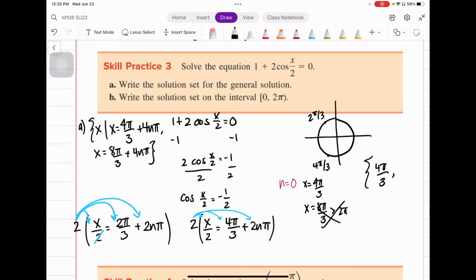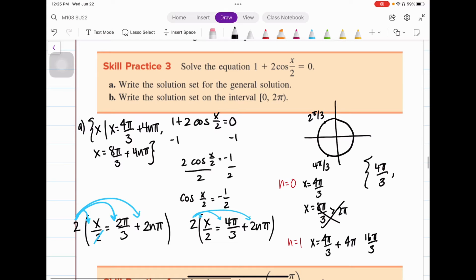You could try n equals 1. If you get n equals 1, you then have x equals 4 pi over 3 plus 4 pi. That's going to be 16 pi over 3. Same thing for the 8 pi over 3. You're going to get way larger. So that's not a solution. So the only solution that we have on the interval from 0 to 2 pi is just 4 pi over 3.